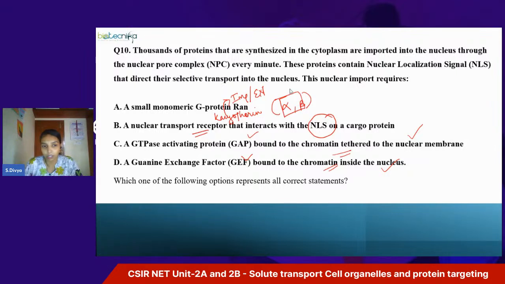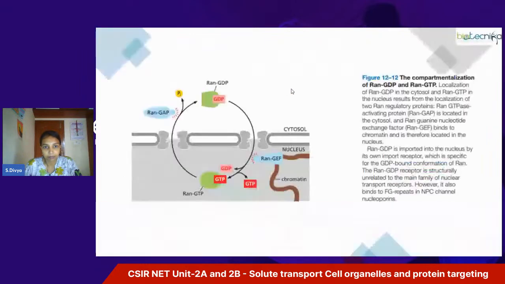Okay, let's have a look into the image. See, this is the image which gives you a clear-cut idea about everything. RAN GEF. GEF means what? Guanine exchange factor. That means some kind of exchange takes place. What is that exchange? GDP is going out, GTP is coming in. So your RAN becomes RAN GTP. This is the active form. Where does it take place? Inside the nucleus. Where is GEF present? Tethered to the chromatin.